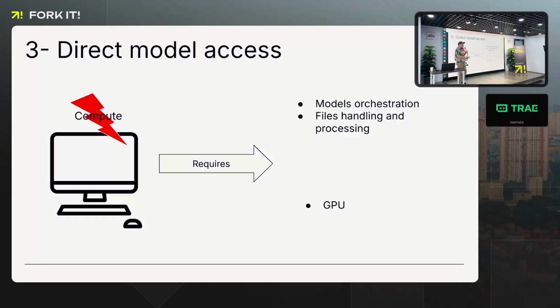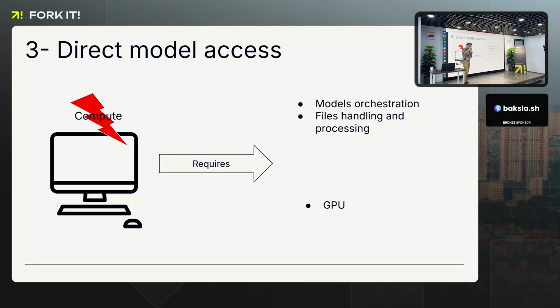So now we can go even further. If you don't want to pay the rate limit and the token, we can actually go for direct model access. You don't want to send to the API, to the cloud provider somewhere in the US or anywhere. You want to have the model on your own computer.